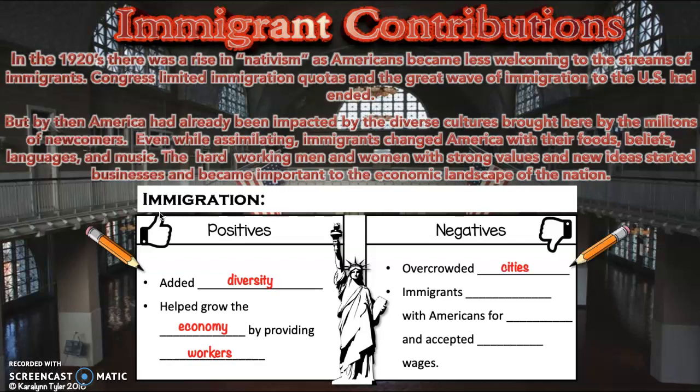Negatives, though, we have overcrowded cities. The cities literally cannot keep up with the massive influx of people coming in every single day. Immigrants were competing with Americans for jobs and accepting lower wages.